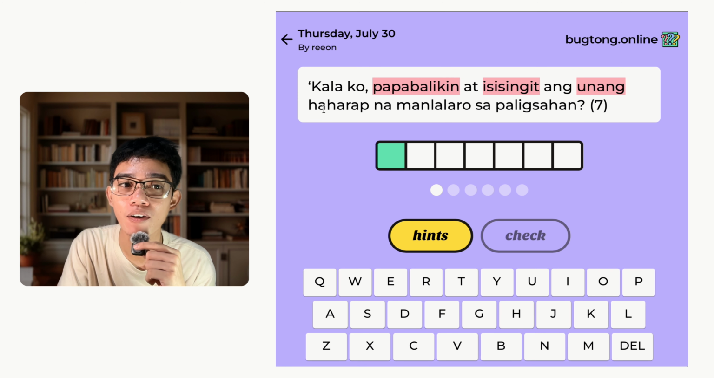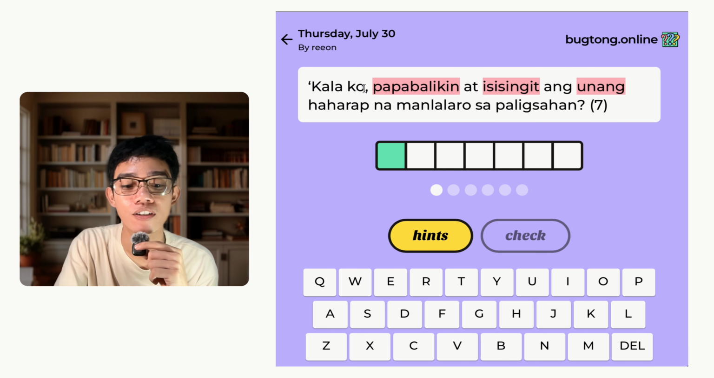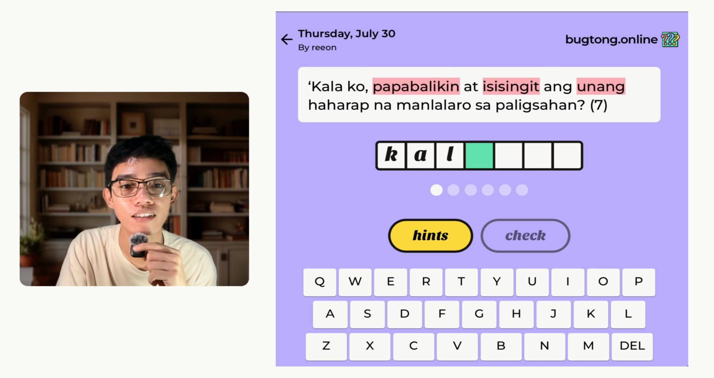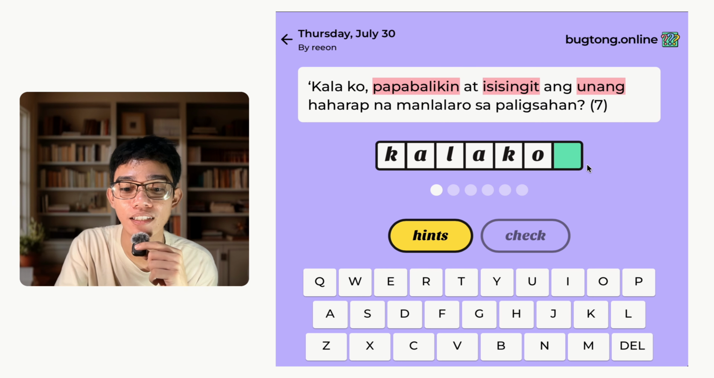So, yung kala ko can be our definition, or manlalaro sa paligsahan can be also our definition. So, pero yung kala ko is actually our father. So, yung kala, and then ko, yung ko is pababalikin natin. Yung ko, ihabalikin natin. Okay, and then isisingit natin ang unang haharap.